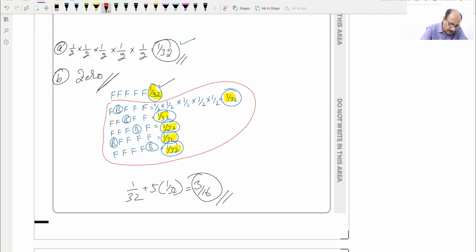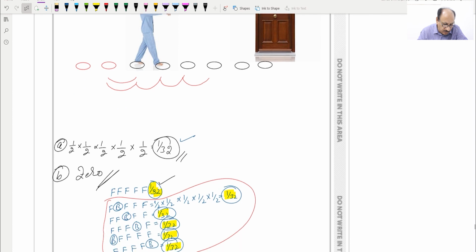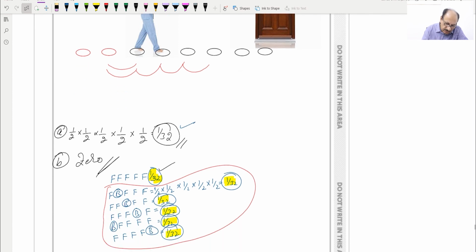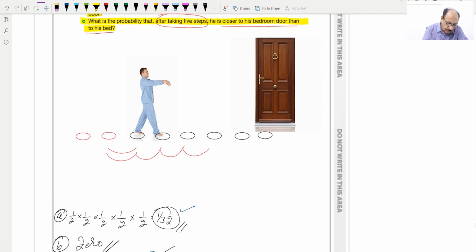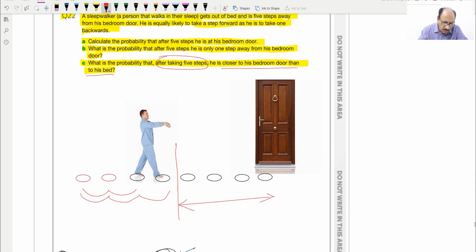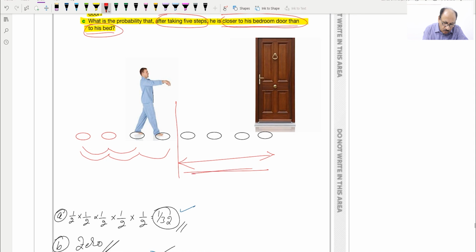This option we have considered in these 5 options. We have considered this 1 step back option, but more than 1 step option we have not taken, because if we take more than 1 step, let us take 2 steps. So 2 steps will be here, then third step, fourth step and fifth step. So we will not be able to reach beyond this point, so we will be away from the door. In that case, that situation we are not allowed. If you go to the question, they are saying closer to the bedroom door than the bed, so this distance will be more than the bed.